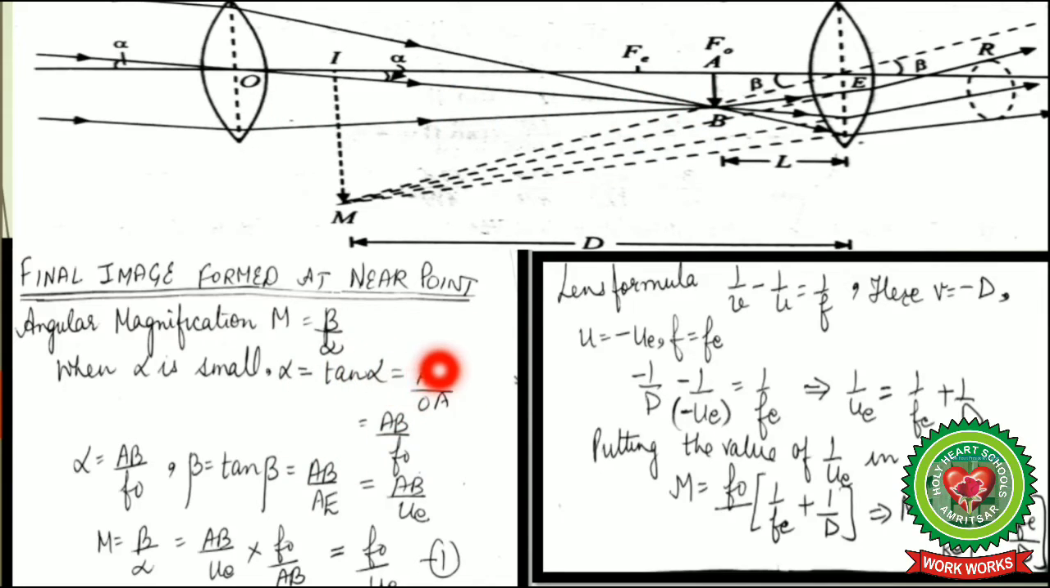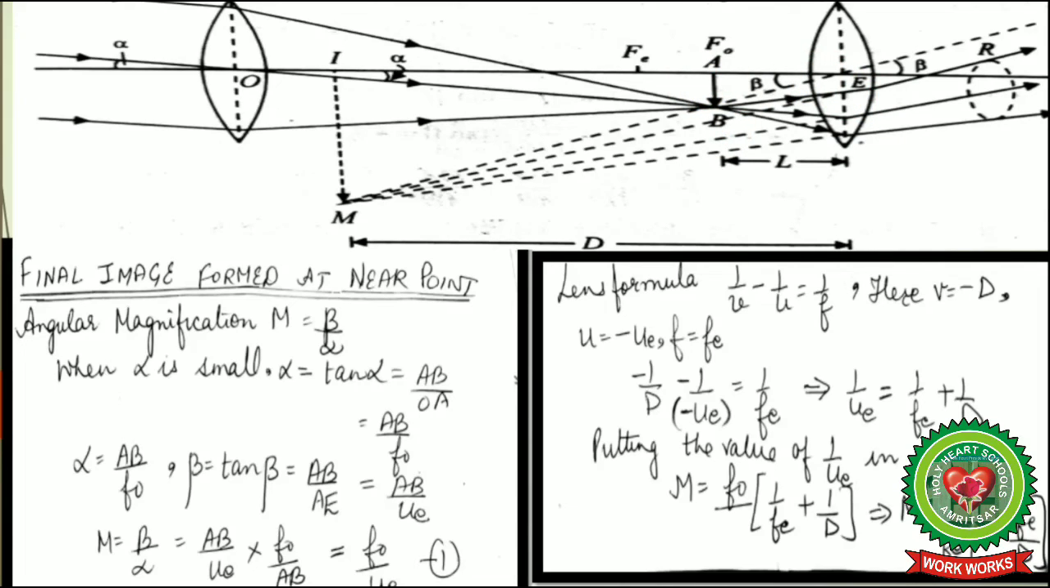Similarly, tan beta is AB over AE. From here we can put the values of beta and alpha. So we will get the answer F0 over UE. Here AE is called as UE. Why? Because the image acts as an object for the eyepiece.